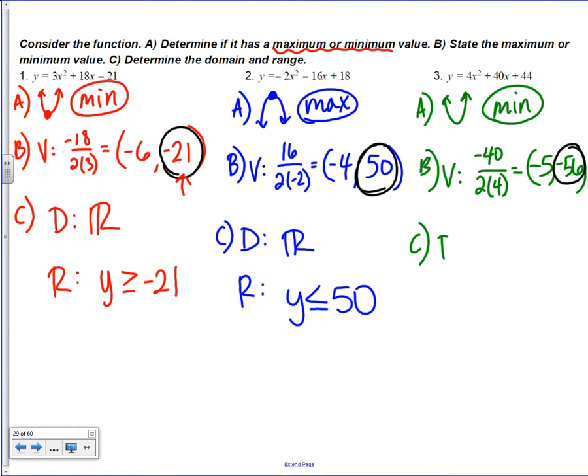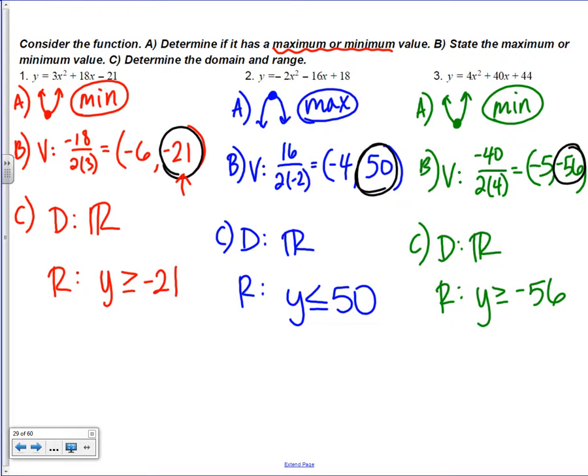All right, now the domain. All real numbers, because that U shape is going to get wider and wider. The range, this thing had a minimum. That's the lowest it will go right there. Okay, so the y's will always be greater than or equal to negative 56.